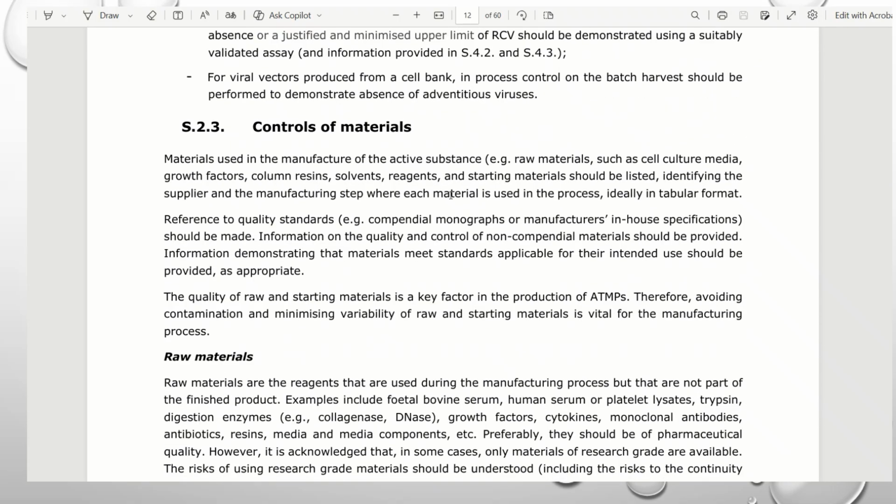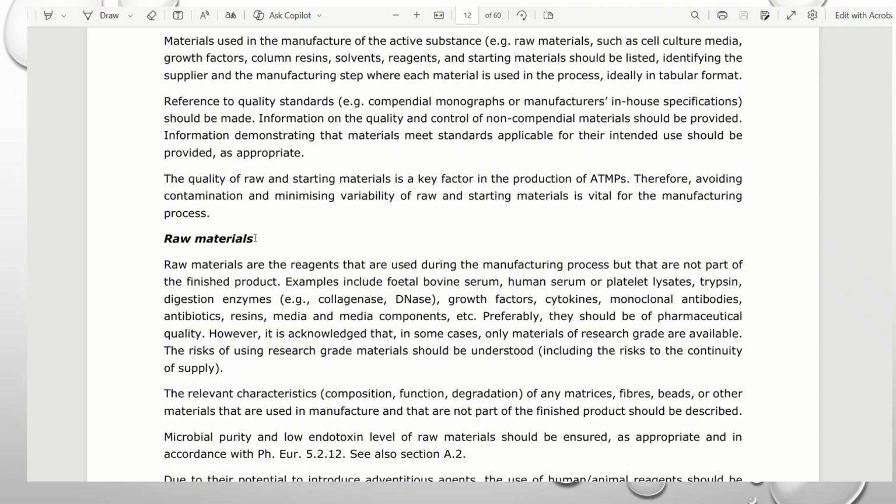Control of materials, so this will be the S23. The information should be separated according to the type of materials and the level and the extent of information to be provided. Raw materials are not expected to be in the actual finished product. However, you do need to provide them because of the risk of transmissible contamination, such as other cellular products, such as viral and bacterial agents and mycoplasma.